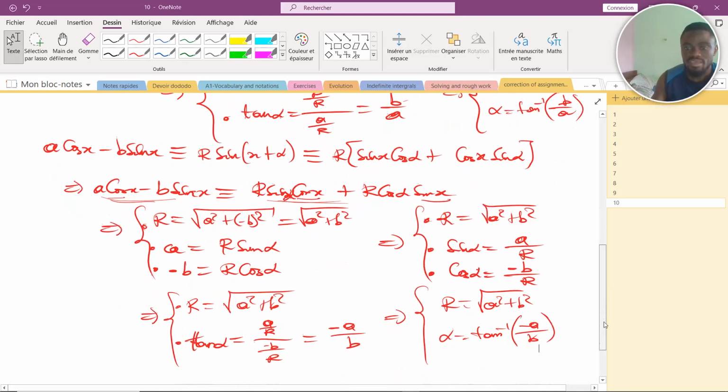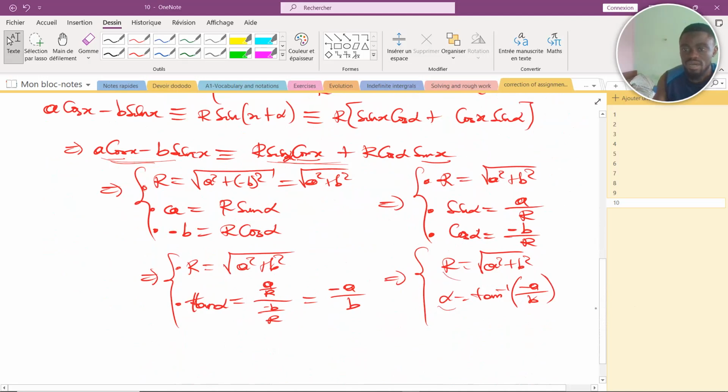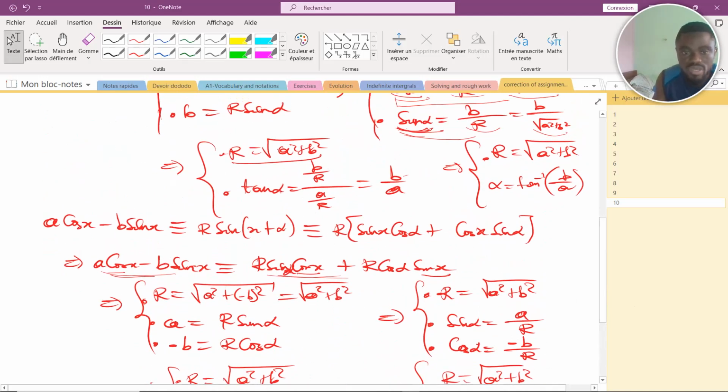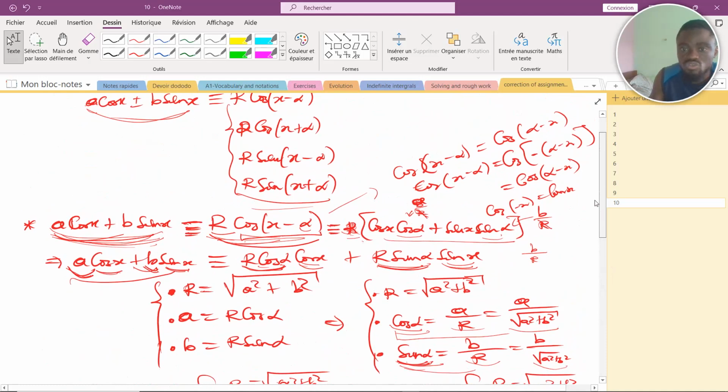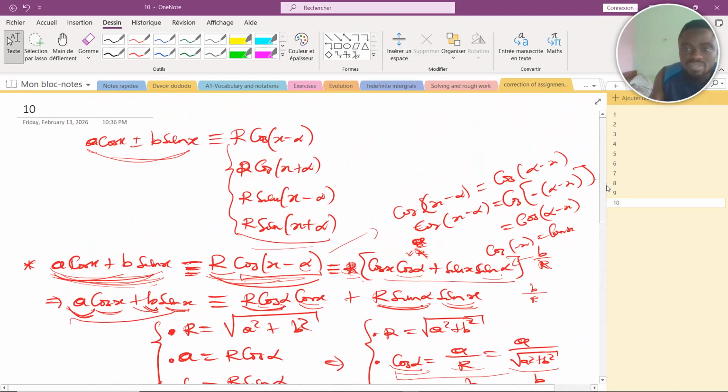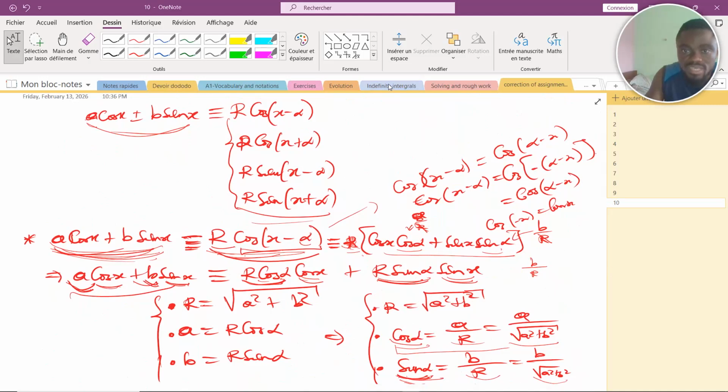So from there, after finding your alpha and your r, you will just come and substitute it where? You substitute your r here and your alpha here. You will have converted this into this. That's how you are supposed to do things. This is a very important thing I want you to note. Now, having explained this, let me go to the exercise now.